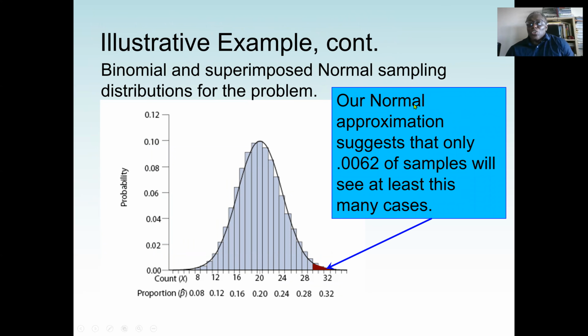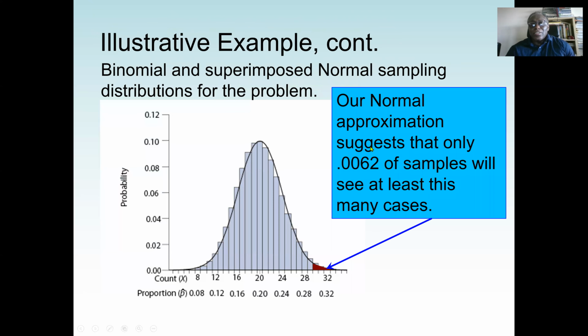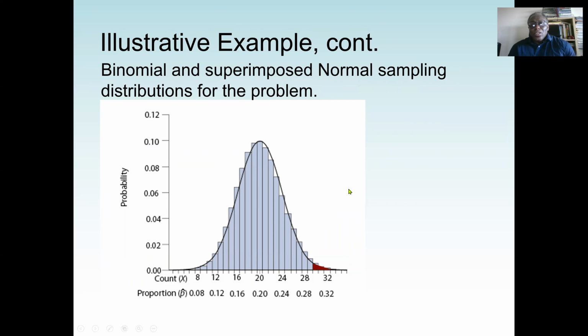So here we say our normal approximation suggests that only 0.0062 of samples will see at least this many cases. And that will be the conclusion for this section. The last example we did is exactly the same as in lecture number 7, the previous lecture. This is lecture number 8, unit 8.